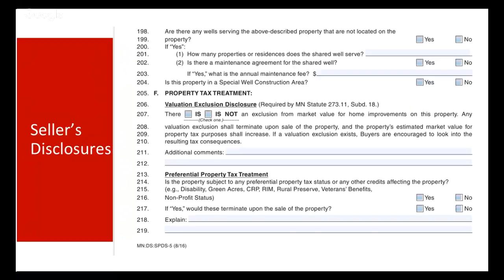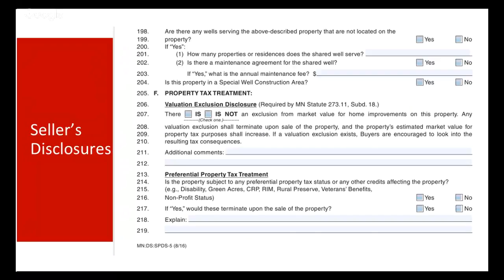Property tax treatment, valuation exclusion disclosures. There is or is not an exclusion for market value for home improvements on this property. Any valuation exclusion shall terminate upon sale of the property, and the property's estimated market value for property tax purposes shall increase. If a valuation exclusion exists, buyers are encouraged to look into the resulting tax consequences.